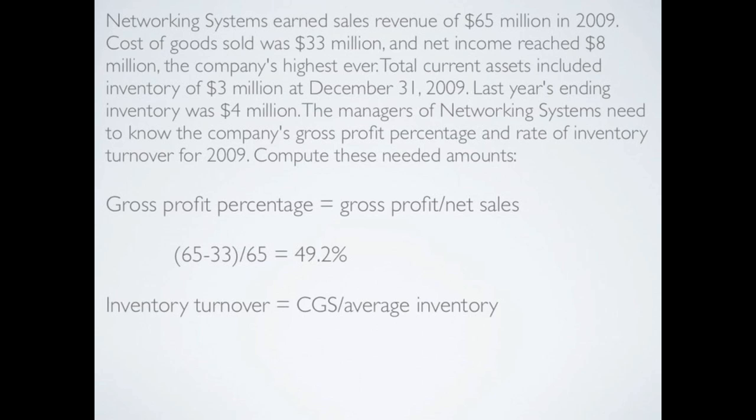Well, they tell me that my ending inventory is $3 million. But they also tell me that last year's ending was $4 million. Well, recall that the prior year's ending is this year's beginning. So our beginning inventory would be $4 million plus our ending of $3 million, $7 million, divided by 2 is $3.5 million. Divide that into your $33 million of cost of goods sold, and that gives you an inventory turnover of 9.43 times. So what that means is we completely turn over our inventory almost 9.5 times this year.